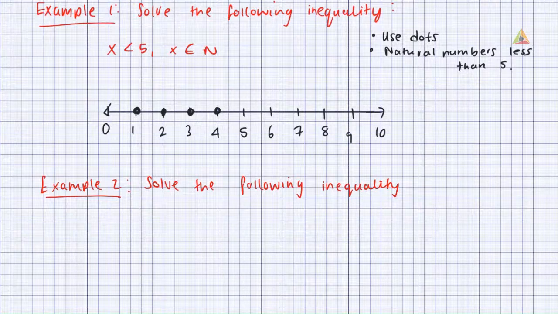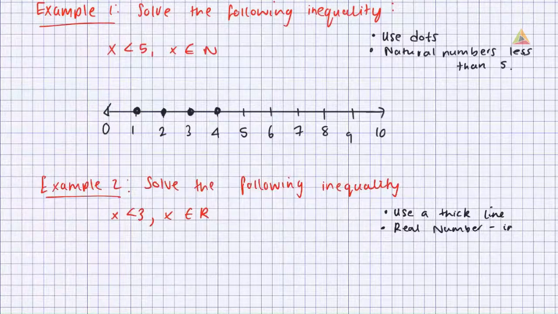Okay, so this time it is x is less than 3, x is an element of R. So let's write out what we need to know. x is an element of R, that means we're going to be using a line. So use a thick line. And R means real number. Okay, so real number. So that means you're including everything.